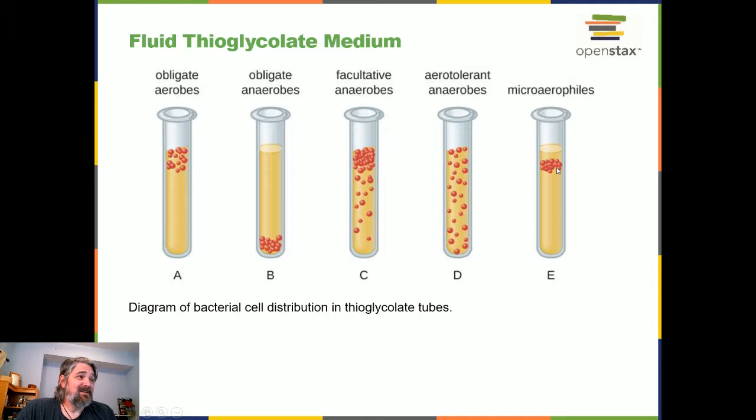Microaerophiles need less, but they need some of it. So that's the basic categories of oxygen requirements for microorganisms. So our obligate aerobes, obligate anaerobes, facultative anaerobes, aerotolerant anaerobes, and then microaerophiles.